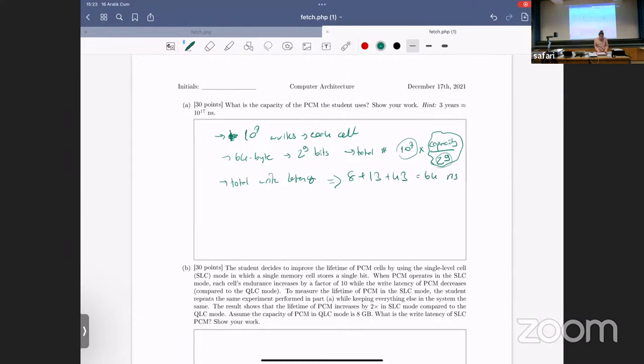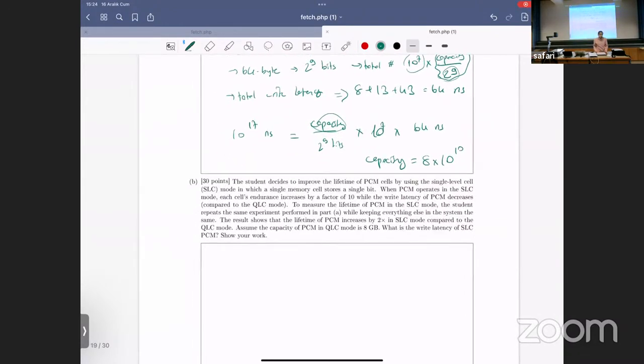So we know that the total duration is 10 to the 17 nanoseconds, which should be equal to the number of memory positions that you should send writes to, which is capacity over 2 to the 9 bits. Sorry for my terrible writing. And then the number of writes you should send for each position of the memory, and then the time it requires for one write in total, which is 64 nanoseconds. And then you solve for the capacity, which is going to be 8 times 10 to the 10. Any questions? I guess that was clear.